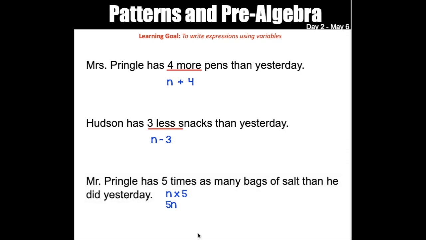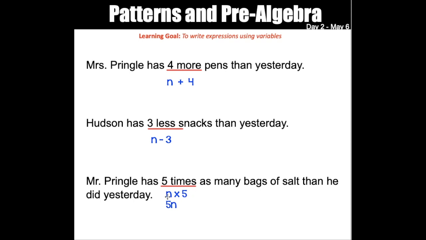Mr. Pringle has 5 times as many bags of salt than he did yesterday. So I've already revealed the answer, but let's still work at what we don't know. We don't know how many bags of salt he had yesterday. What do we know? Well, today he has 5 times as many. What is the operation? Well, times is basically telling us the word. It's to multiply. It's another way we say to multiply. So this n here represents the number of bags he had yesterday. We don't know how many it is. This operation times 5 is showing us that today he has 5 times as many as he did yesterday.